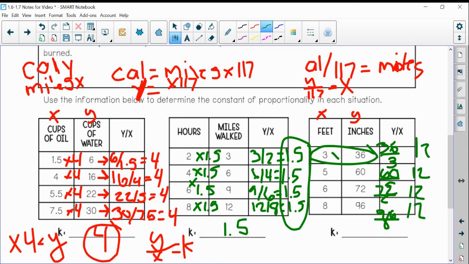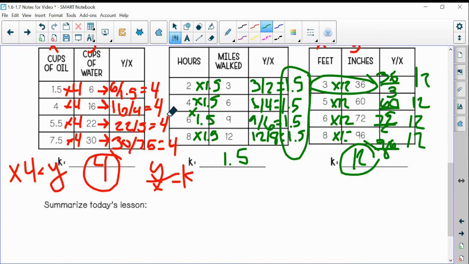Let's decide if that's true. Times 12, yep. Times 12, yep. Times 12. Yes. We did it right. That constant is times 12. Both of those. All right.